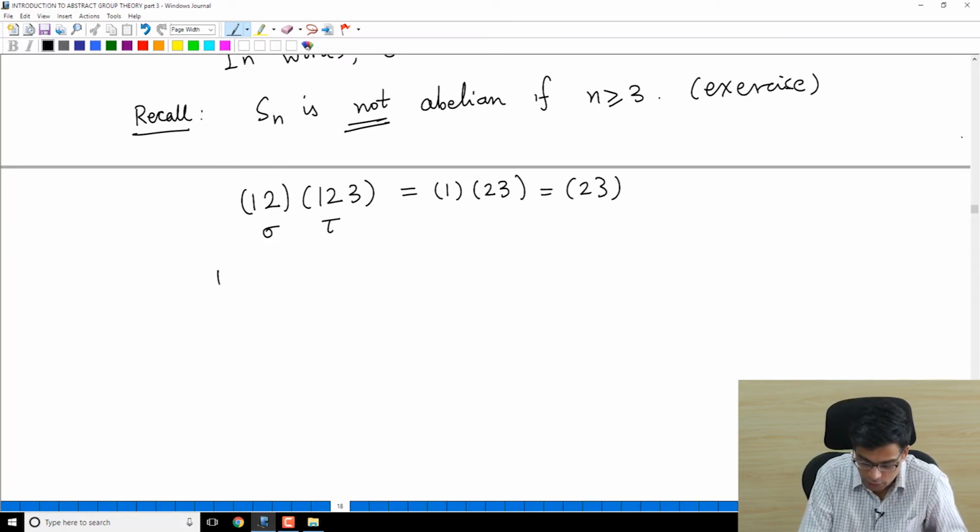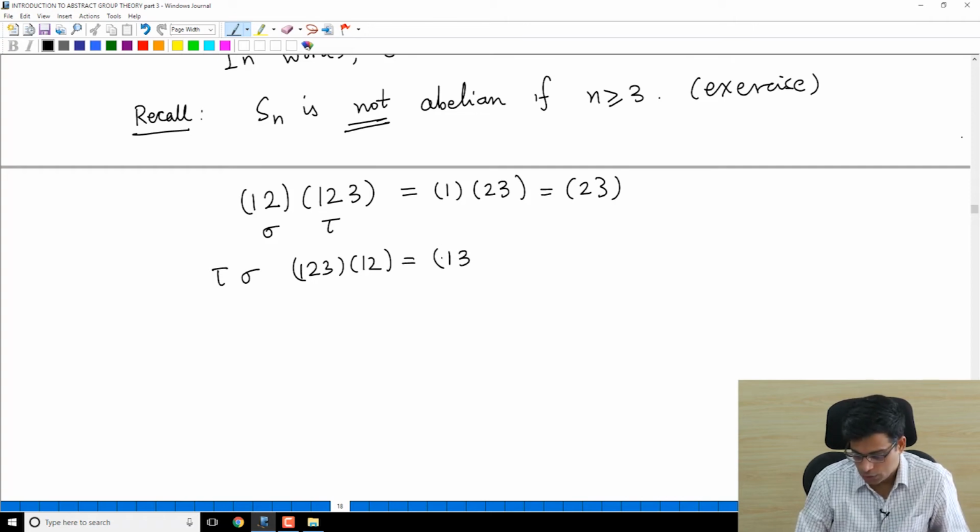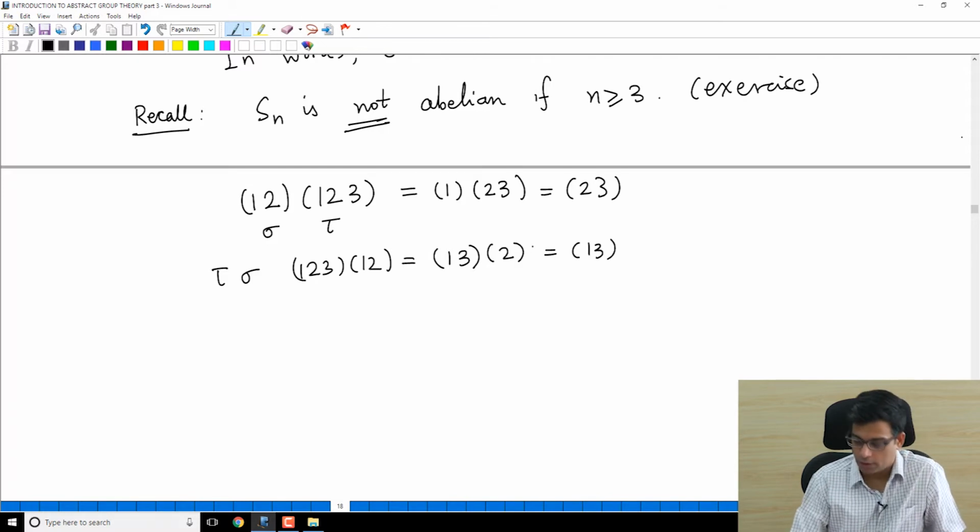On the other hand, what is tau sigma? (1 2 3)(1 2). So in this case, 1 goes to 2 and 2 goes to 3. So 1 goes to 3 and 3 goes to 3 in this, but 3 goes to 1 in this. So you stop there. 2 goes to 1, 1 goes to 2. So again we don't write the 1 cycle consisting of 2. So we have (1 3). These are different.